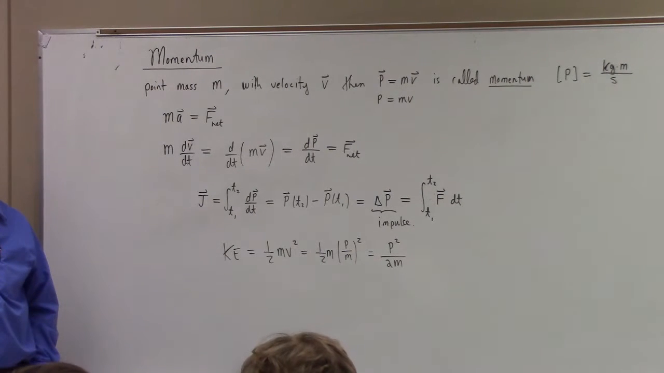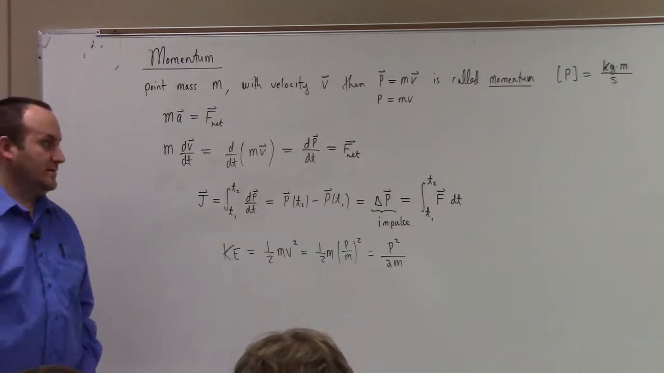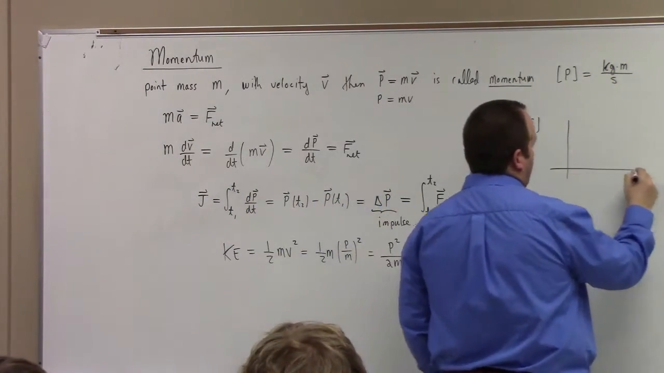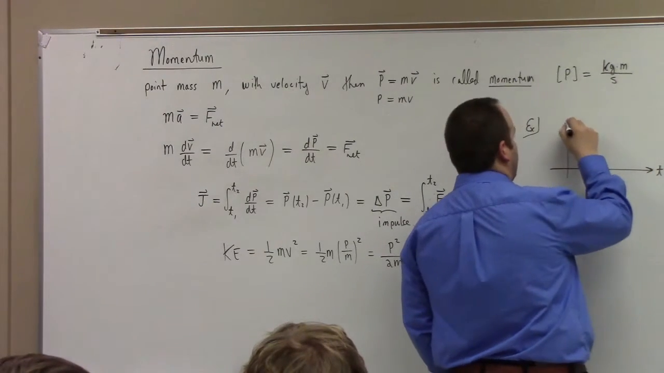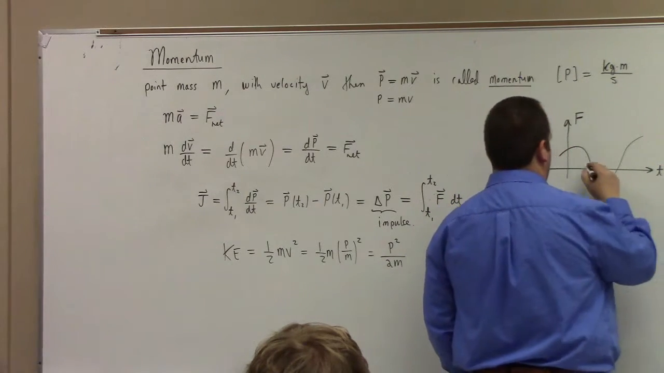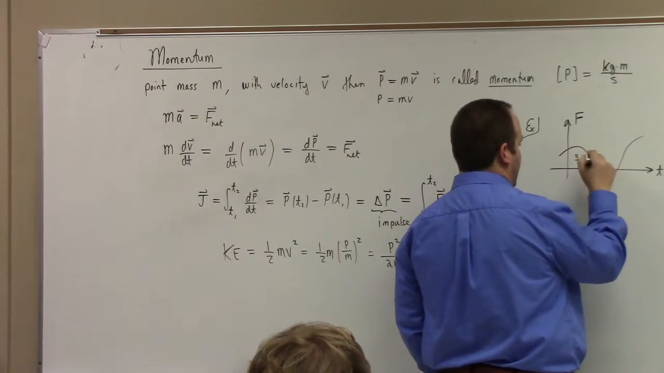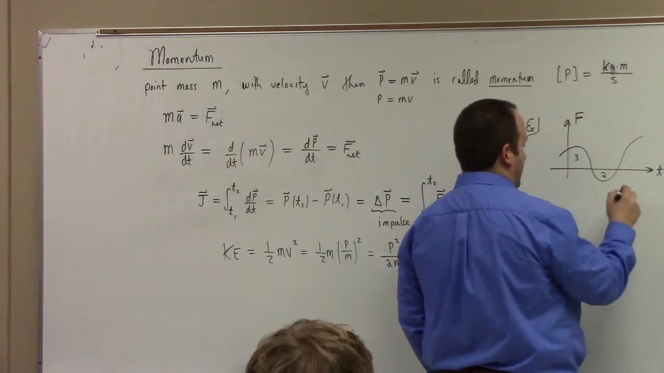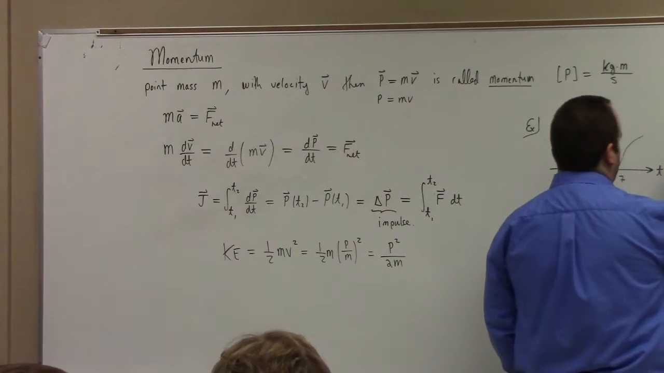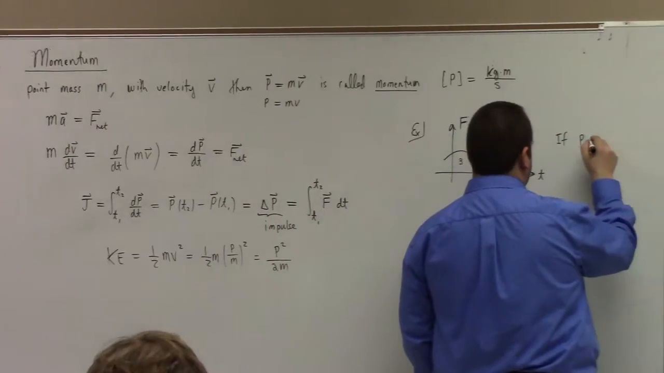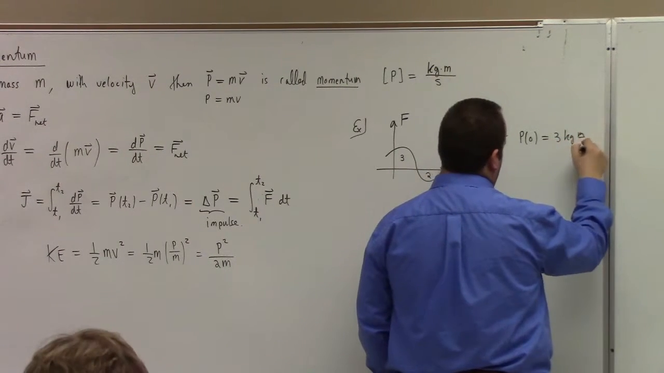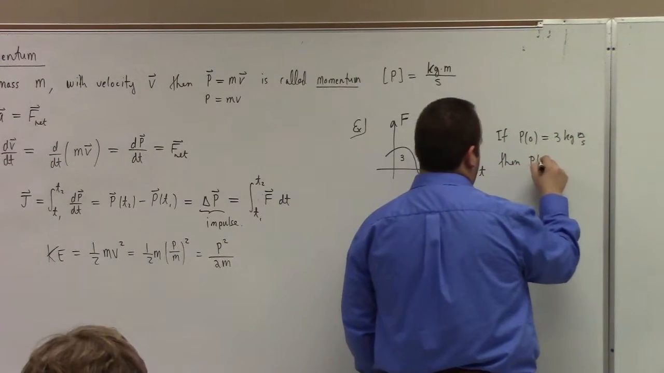Of course, you can also play calculus 1 games here. Like a typical example: you've got some graph that's given. Here's time, here's force, and here's some kind of thing. The area here is 3, the area here is 2, and let's suppose that this is time 7. If the momentum at time 0 is equal to 3 kilogram meters per second, then p of 7 is what?